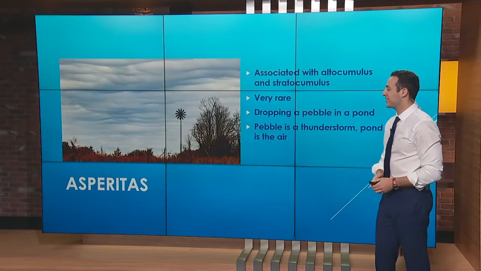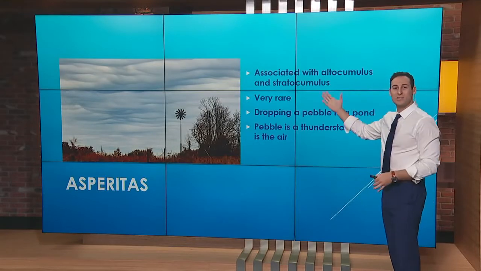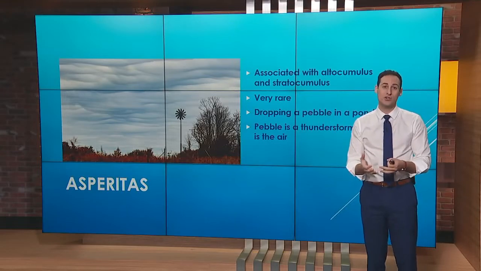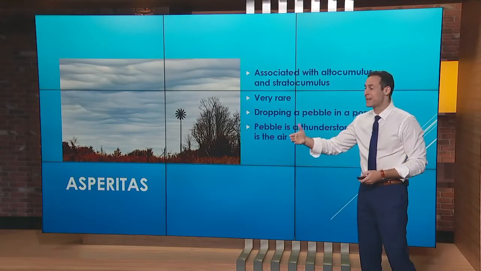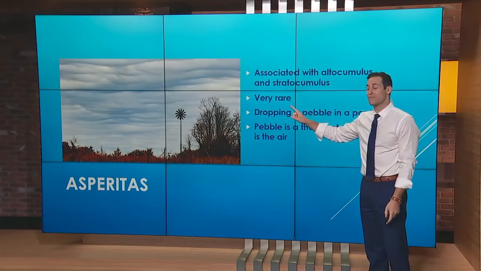Another really cool cloud is called Asperitas. So this one is associated with Altocumulus and Stratocumulus clouds. So a lot of these, what I'm explaining, are features of clouds that can be applied to different types. So these are the two most common types. And overall, this is very rare to see.